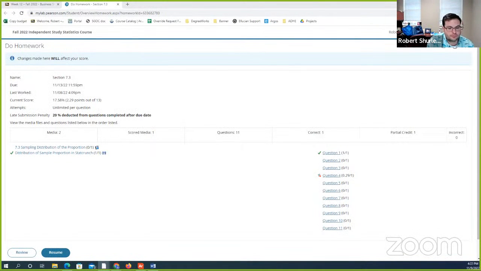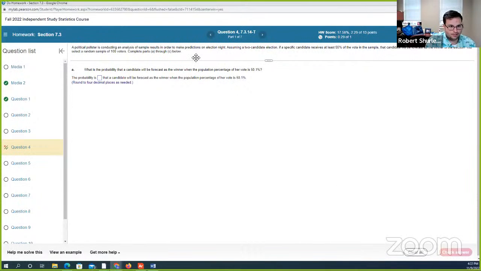Okay. I had a student ask me about this question. It's actually going to be question 4 in my lab section 7.3. And I wanted to go over it. Now, I don't have a way to write, but I'm going to show you what I wrote on a pad of paper to do this.